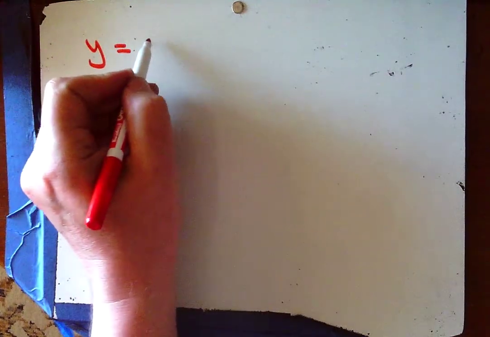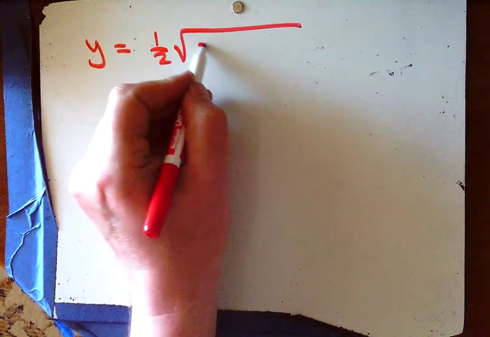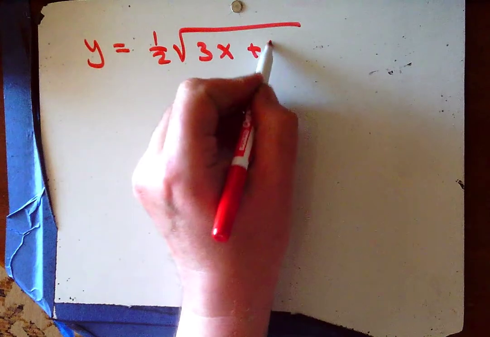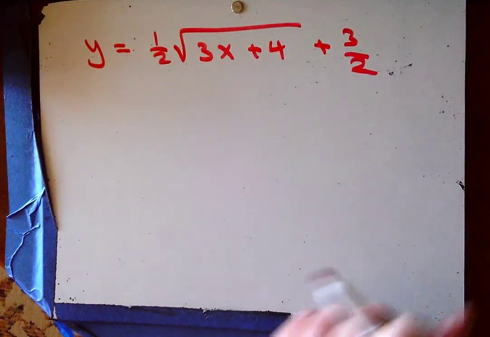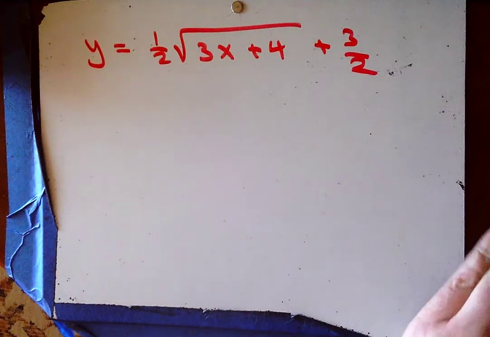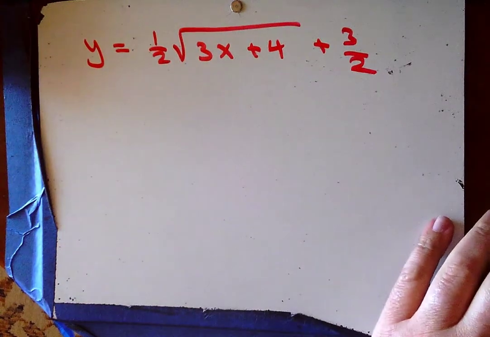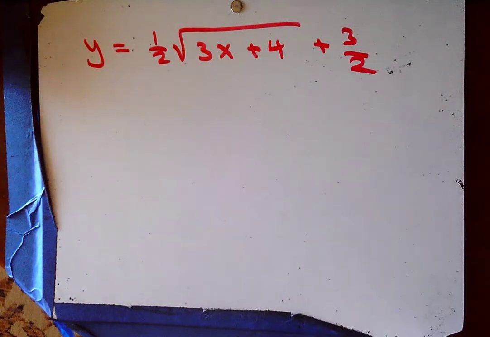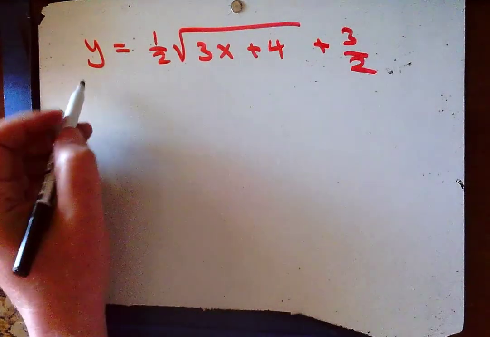All right, so now it's your turn. Let's have y equals 1/2 square root of (3x plus 4) plus 3/2. Why don't you try graphing this one now? Pause the video, use your transformations to graph this, and when you're done, come back and you can check your answer with mine. All right, welcome back.